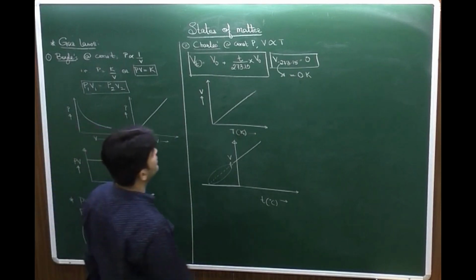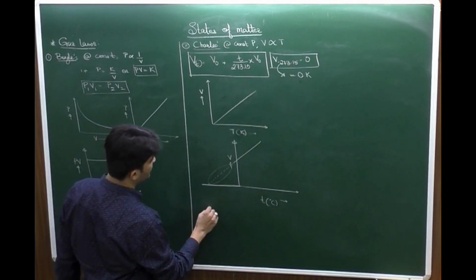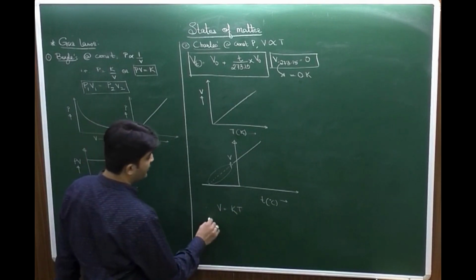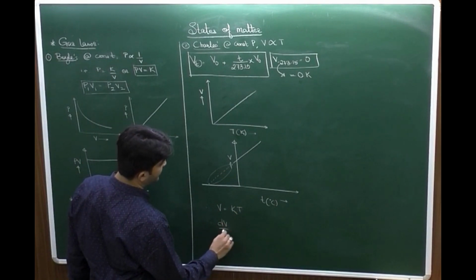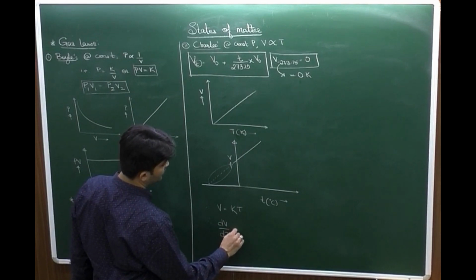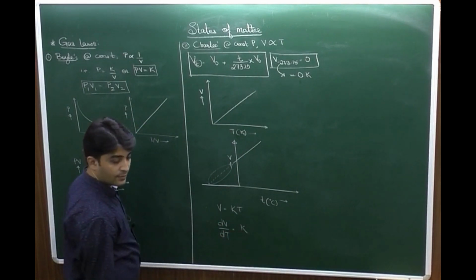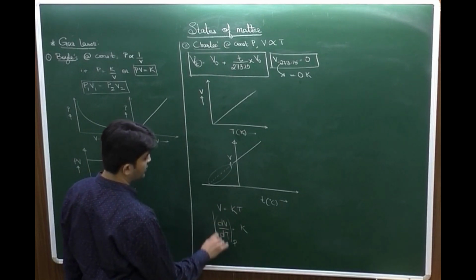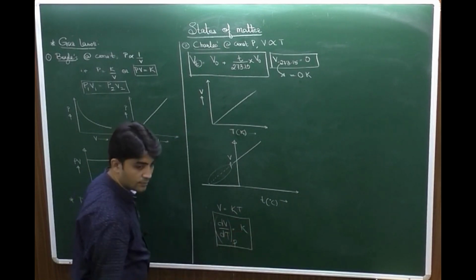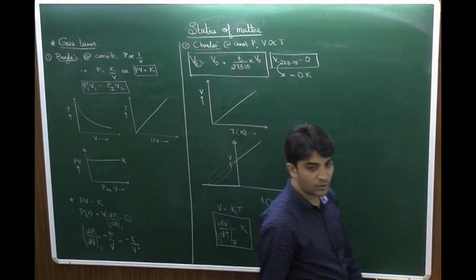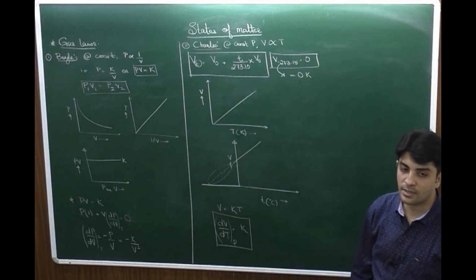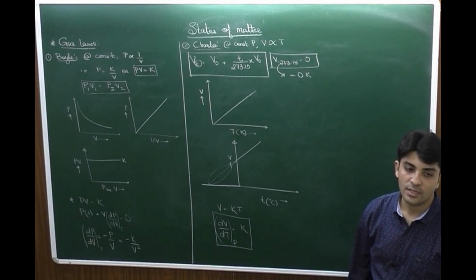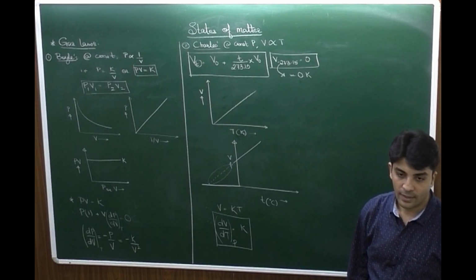Now here also, if I talk about the derivative, V proportional to T gives you V equal to KT. If I differentiate it with respect to T, then dV by dT is equal to a constant K, and this is at a constant pressure. Charles law. I have differentiated with respect to temperature at a constant pressure. So this is also a valid expression of Charles law. Clear?